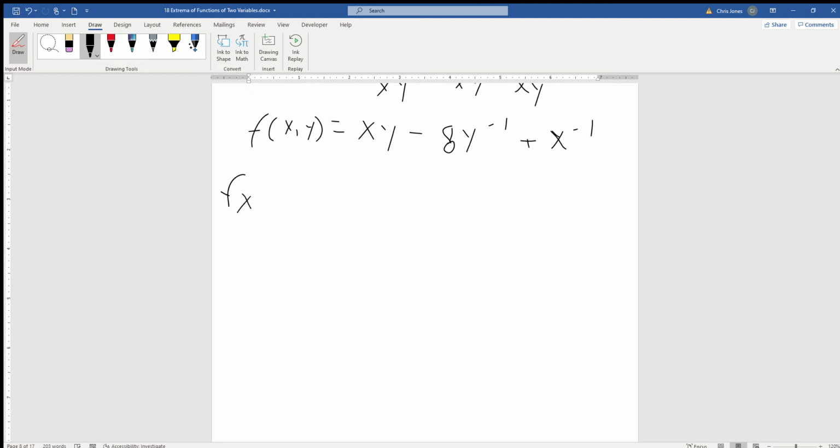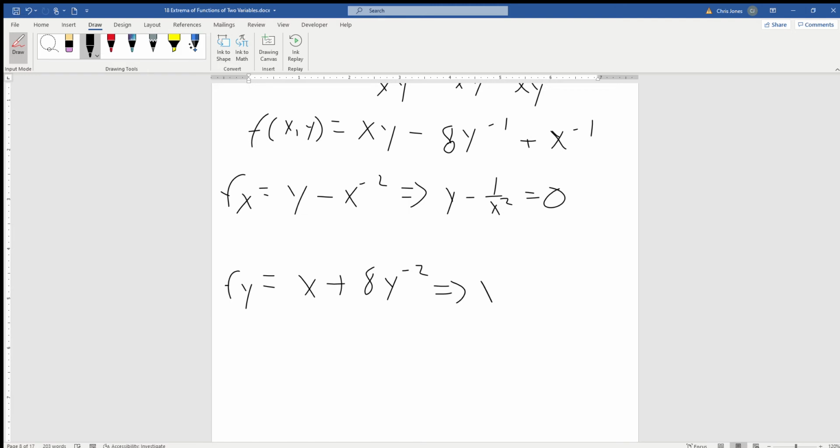F sub x, easy to find, y minus x to the minus 2, otherwise known as y minus 1 over x squared, and that's going to be equal to 0. And then for f sub y, again, that's pretty easy too. That's going to be x plus 8y to the minus 2, or, another way to write that would be x plus 8 over y squared equals 0. And of course the question is, well, how do we solve this? Okay, well, what we can do is we can use substitution this time.